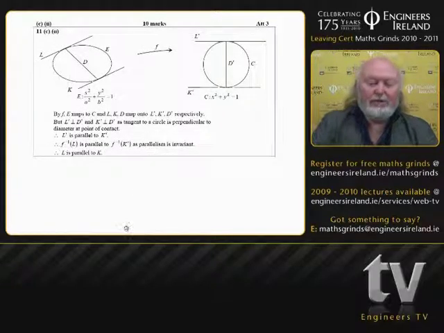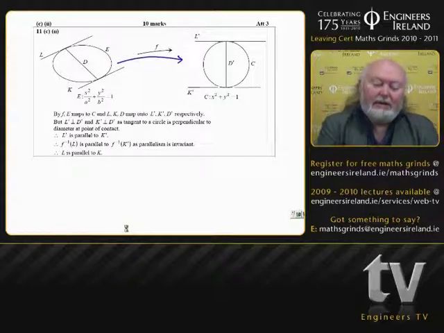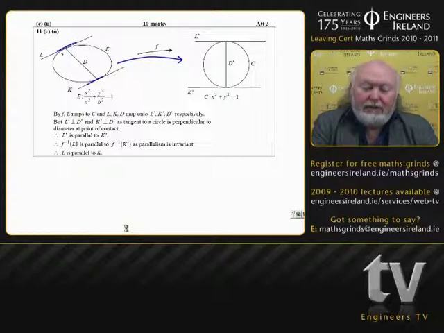Again, a beautifully short problem. Ellipse world mapped across to a circle world. Tangents at the opposite ends of a diameter in the ellipse world map across to tangents at the opposite ends of a diameter in the circle world.